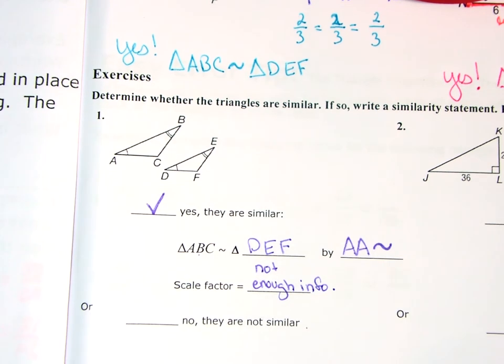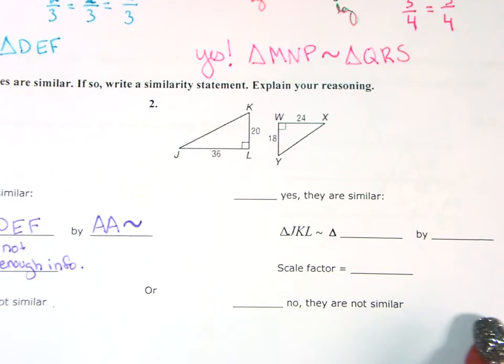I don't have enough info to find the scale factor. I need at least one corresponding side from each triangle in order to find the scale factor. Okay? Questions on the first one there? Alright, let's look at number 2.